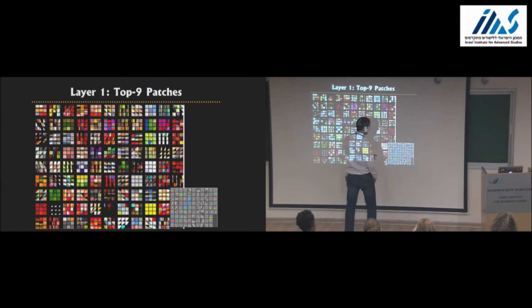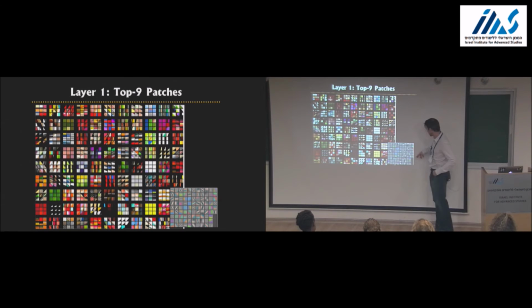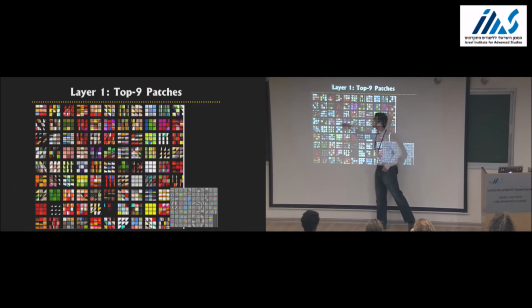So if we take this, this is a subset of the things. So I think, for example, this one here, these are all just sort of oriented edges. These are 9 image patches that cause the feature map that corresponds to this filter to have really strong activations. Or you can see this one here, this sort of green filter. Well, sure enough, the image patches tend to be kind of green.